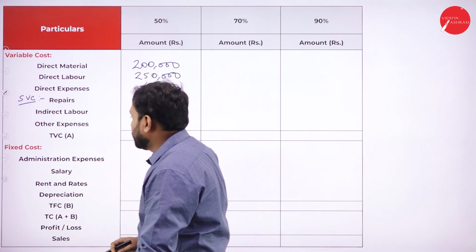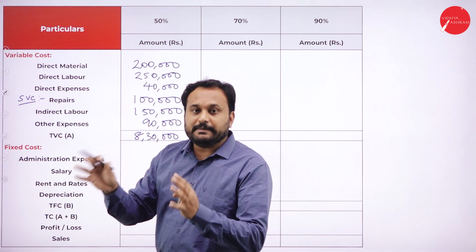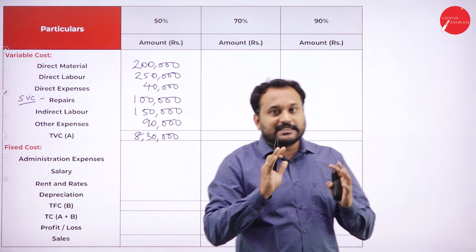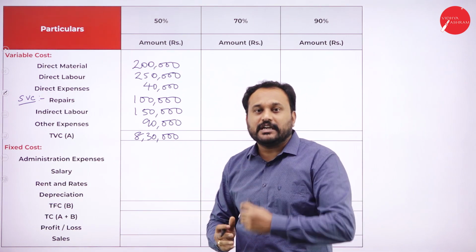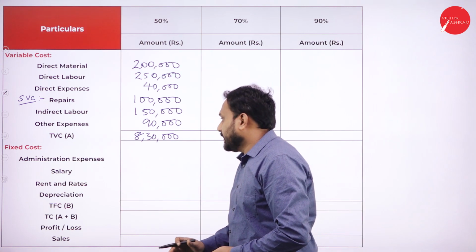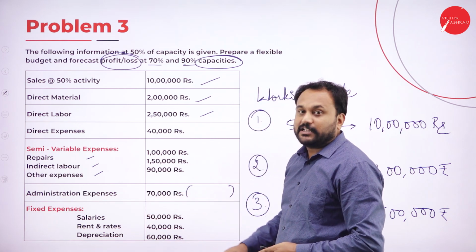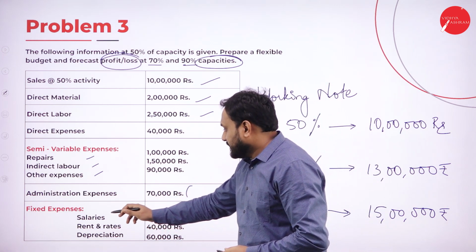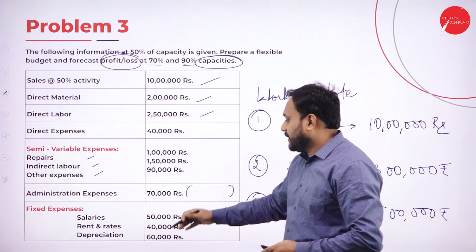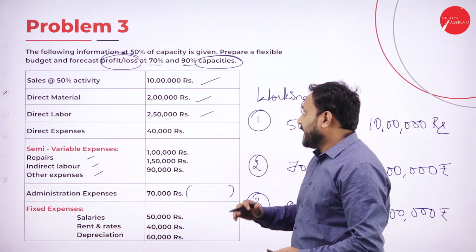Now when we go with the fixed cost here, I told you, administration expenses, when they have not given any bracket slabs, whether it is semi or something, if it is given just like that, administration expenses, we are supposed to take that as 100% fixed cost. So let's go with administration expenses. Here administration expenses is 70,000 rupees. Then we have salary 50, then we have 40 and 60. 70, 50, 40, 60. Memorize that.